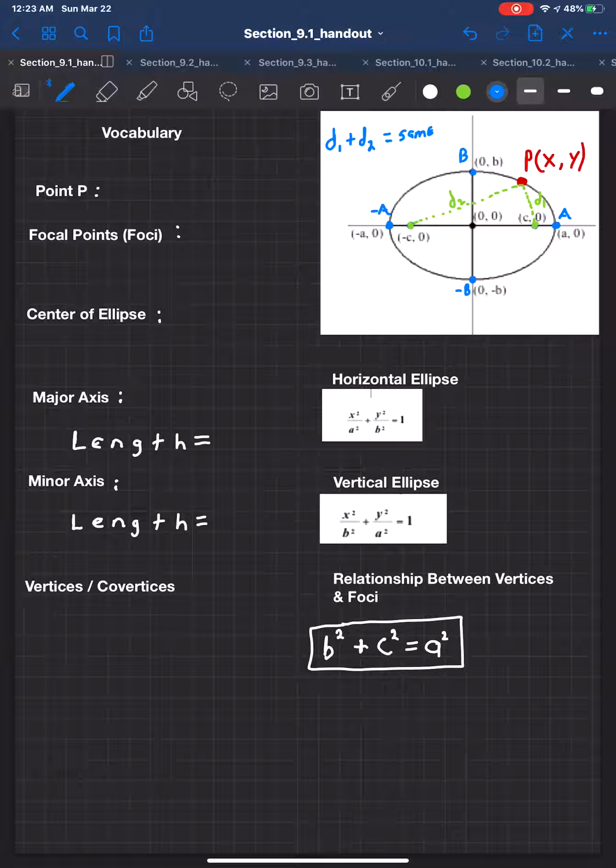All right, now let's go through some basic vocabulary. I don't like spending a lot of time on vocabulary, but this is a new topic, and there's a certain language we need to use in order to convey ideas back and forth. Let's start with point P, which for our purposes is just some arbitrary point on the ellipse.